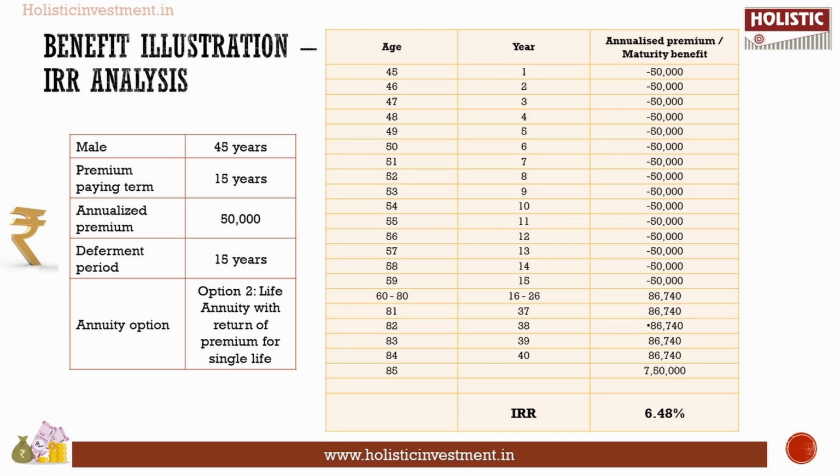So in order to decide whether this plan suits your retirement kitty, we need to analyze the plan in terms of returns. Let us work out a benefit illustration to understand the cash flow pattern and estimate the returns. A 45-year-old male intended to accumulate retirement corpus through LIC Jeevan Dhara 2. He invests Rs 50,000 per annum for the next 15 years. After the deferment period, that is on completion of premium payment, he is entitled to receive an annuity for lifetime. He chooses annuity plan option 2, life annuity with return of premium for single life. He receives an annuity of Rs 86,740 every year till his lifetime.